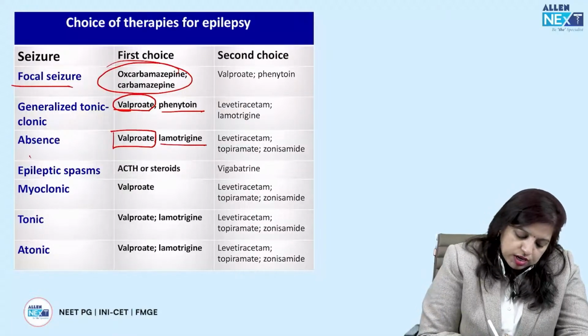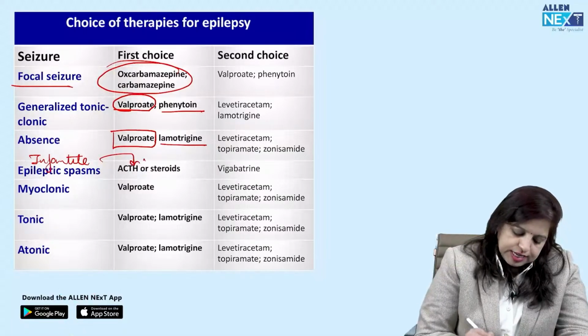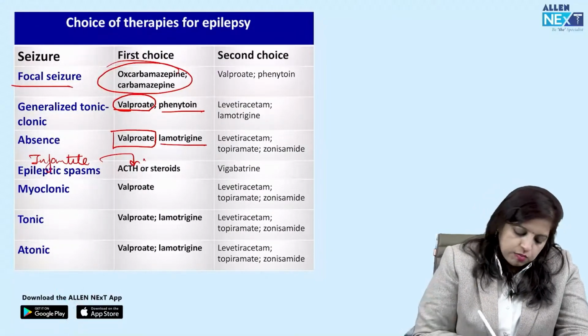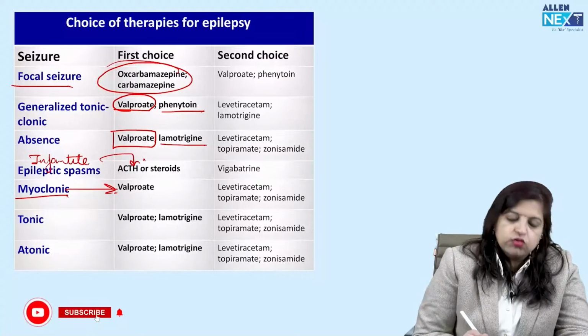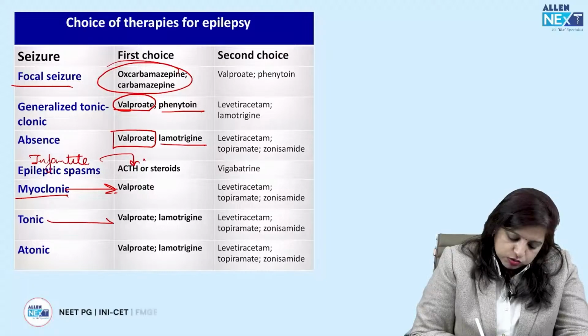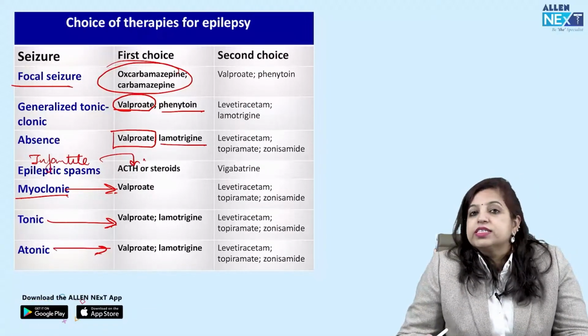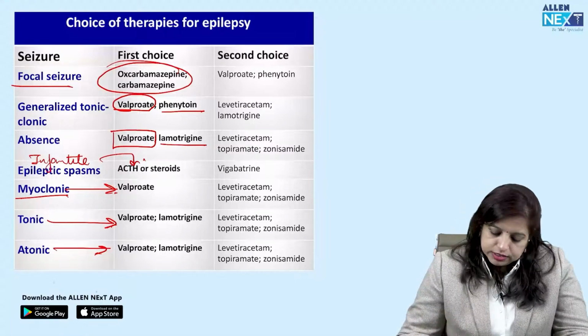Epileptic spasms, or as we call it famously infantile spasms, the drug of choice is ACTH followed by steroids. Myoclonic seizures, any kind of myoclonic seizures, is controlled by valproate, and of course the tonic seizures are controlled by valproate and atonic also by valproate. Other alternative is lamotrigine in both the cases, right?